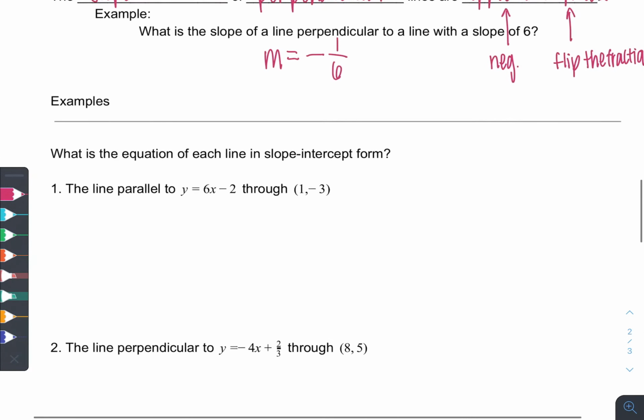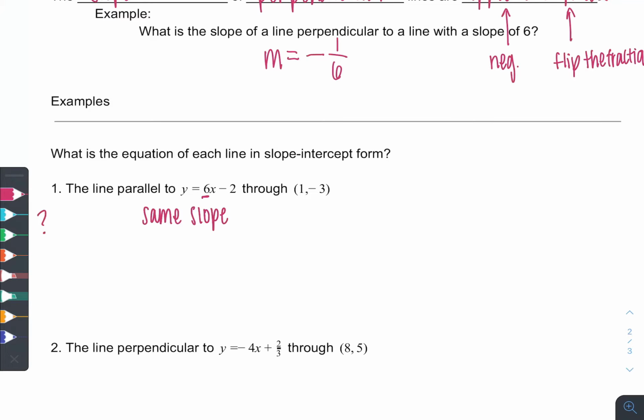Okay, so let's jump into some examples. So it says, what is the equation of a line in slope-intercept form? So we want a line that's parallel to this. So if it's parallel, is it going to have the same slope or opposite slope? It's going to have the same slope. So my m is equal to 6, and my point x1, y1 is the through point of 1, -3. It's asking for slope-intercept form, so I need to write it in y equals mx plus b.